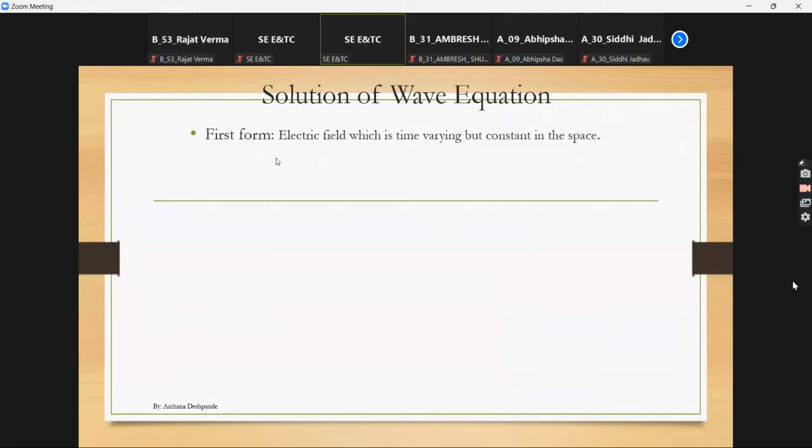That is how the approach is going to be. So the first form: what will the electric field be like? This electric field is time varying. So in our earlier static first three chapters, what was there?